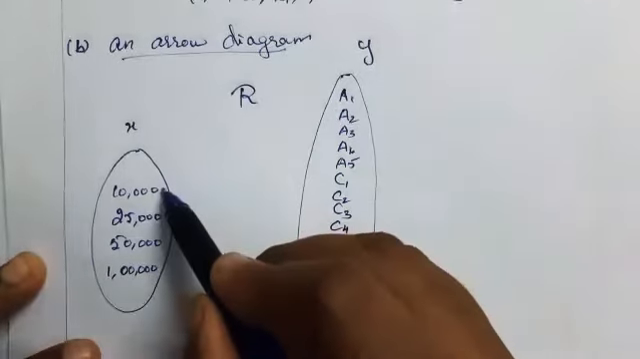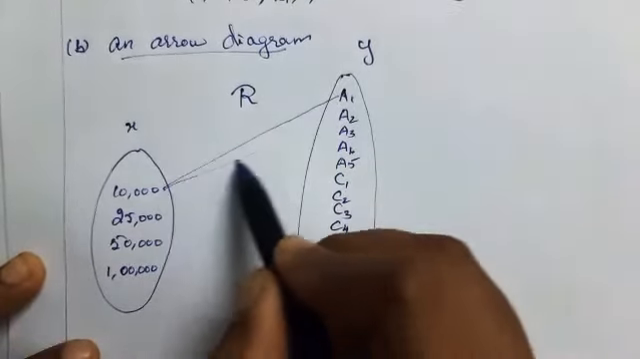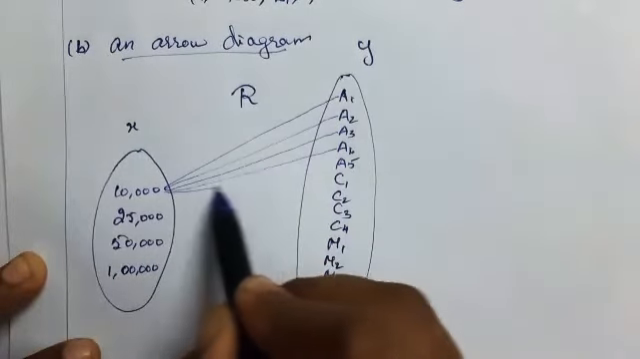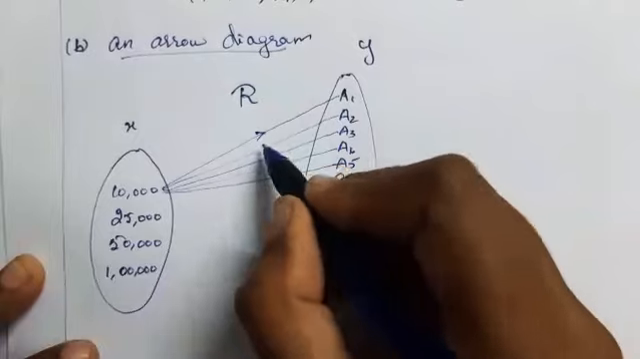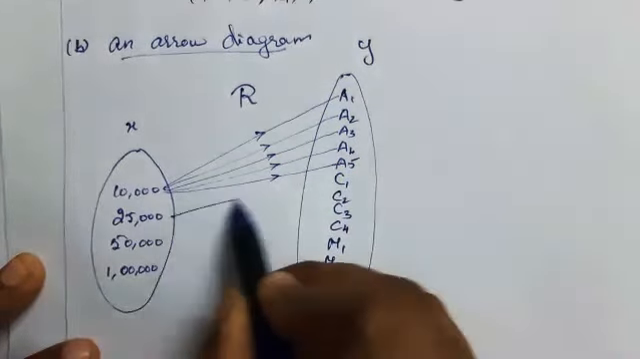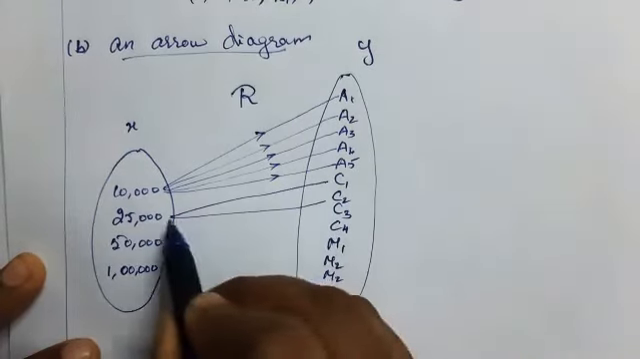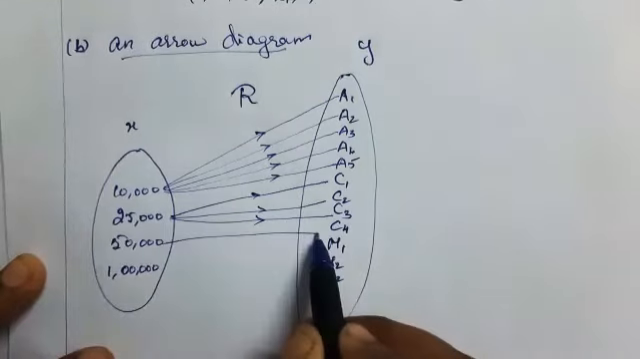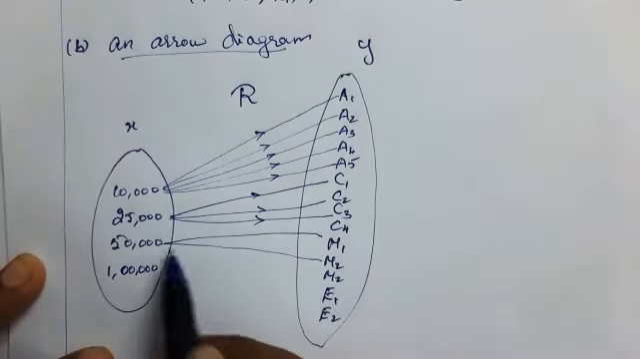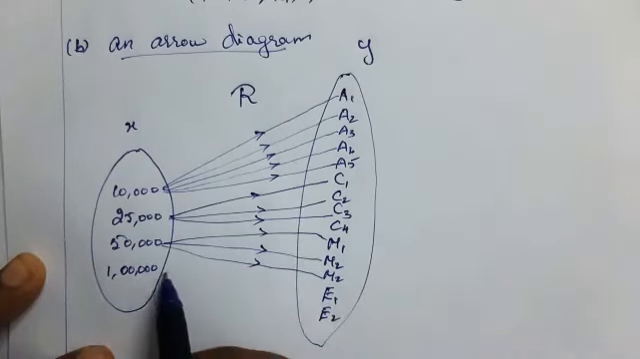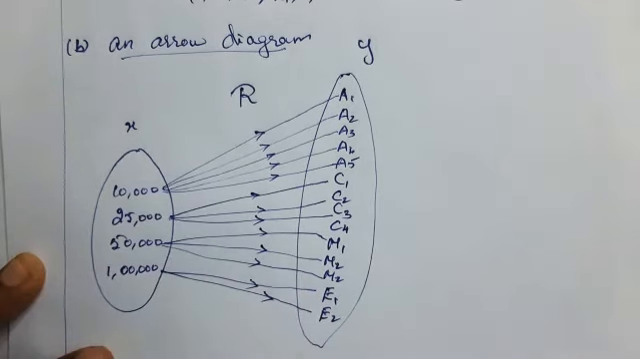For 10,000 for assistants. You must put the arrow mark also. Then 25,000 for clerks. 50,000 for manager. 1 lakh for executive officers. That's all.